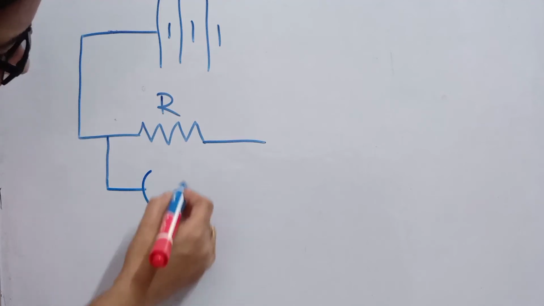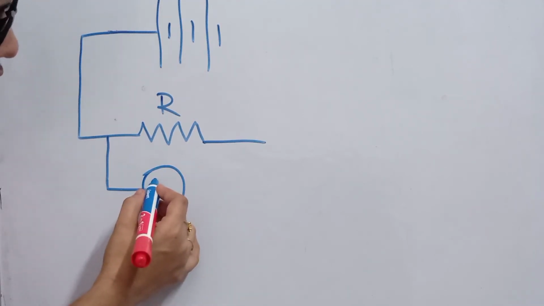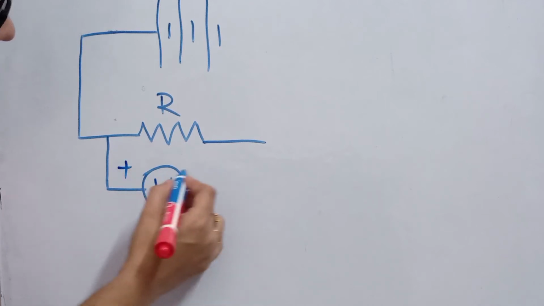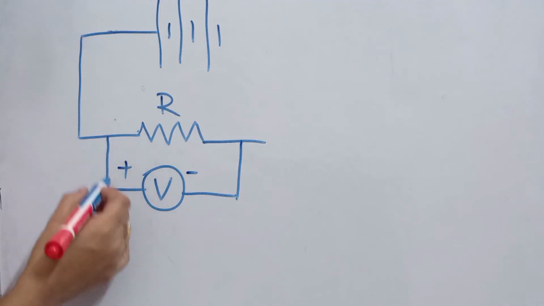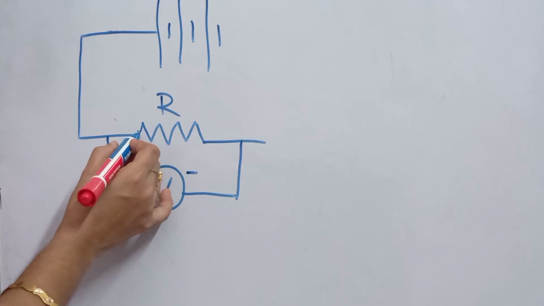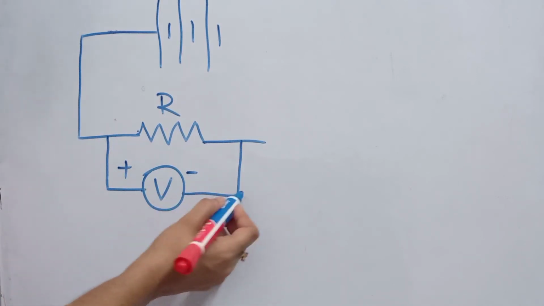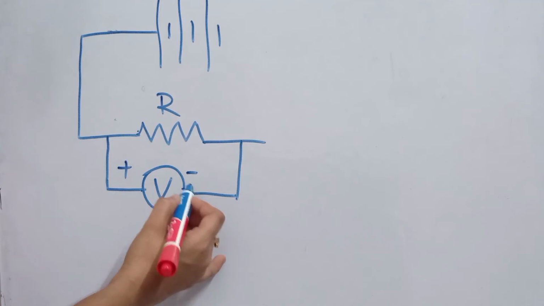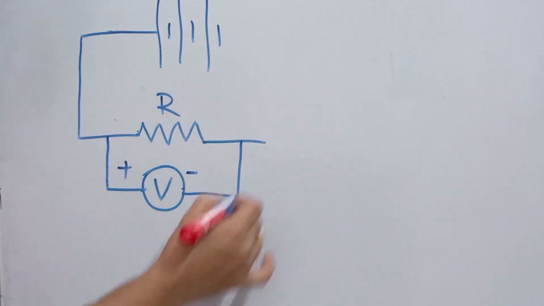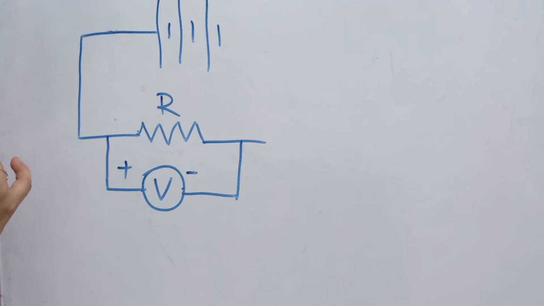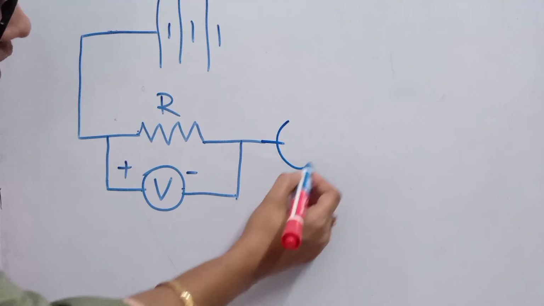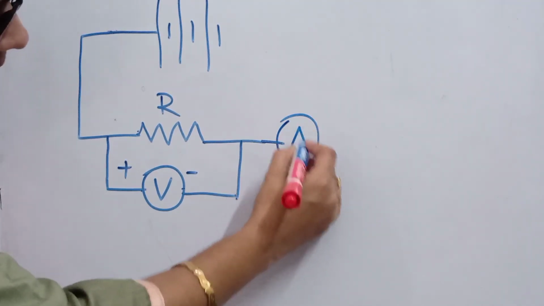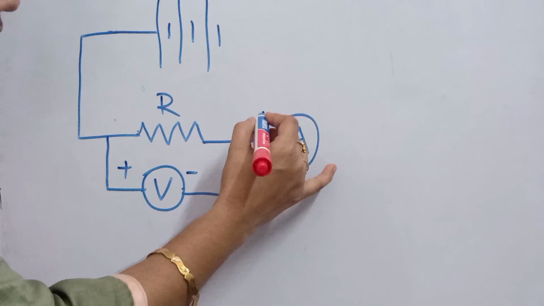and across the resistor we have to draw a voltmeter. The voltmeter should always be parallel with the resistor. So positive and negative we have to mark, that is, polarity is also very important, and we can see the parallel connection here because the positive end of the voltmeter and one end of the resistor are connected together, and the negative of the voltmeter and the other end of the resistor are also connected together. That means this is a parallel connection. And from the negative side we can see the ammeter. That means the positive of the ammeter we have to connect.